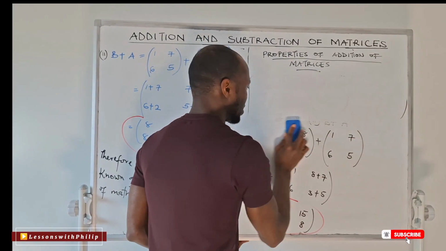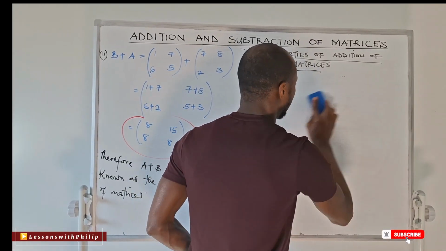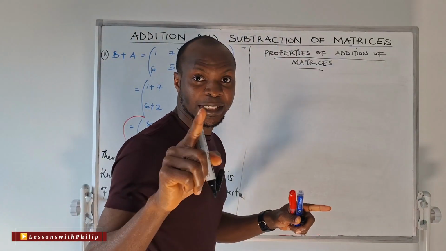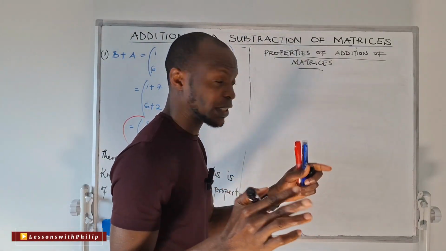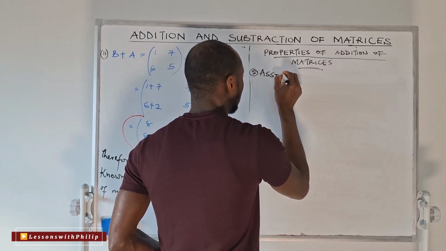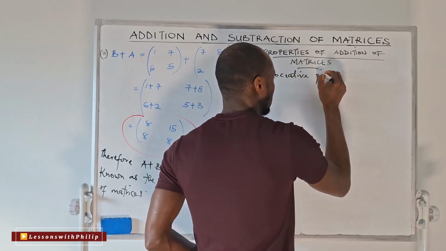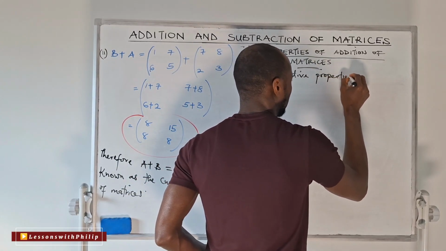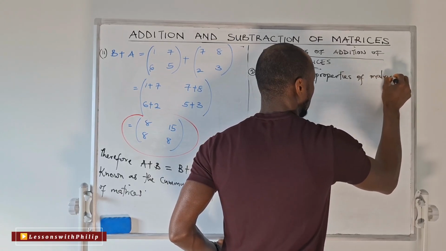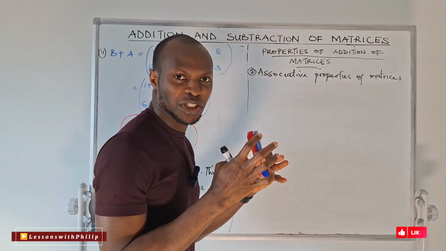I'll clean this place. Let's explain the second property of addition of matrices, which is known as the associative property of addition of matrices. Let's do some examples to illustrate what the associative property means.